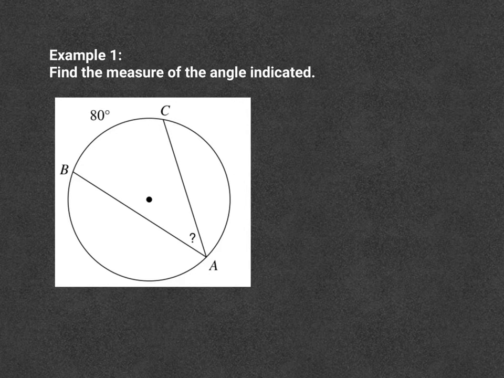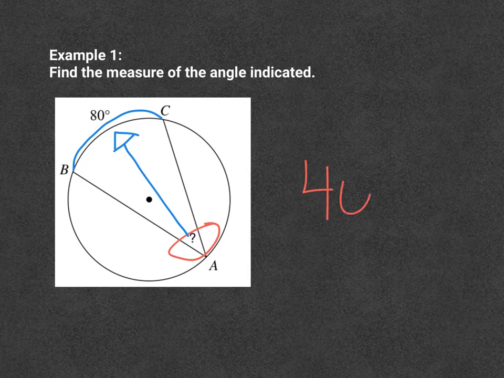Example number 1. Find the measure of the angle indicated. So in this case, I'm looking for the inscribed angle. And I know that the inscribed angle is half of the intercepted arc. My intercepted arc is 80 degrees. So half of 80 is 40. That means my inscribed angle is 40 degrees.